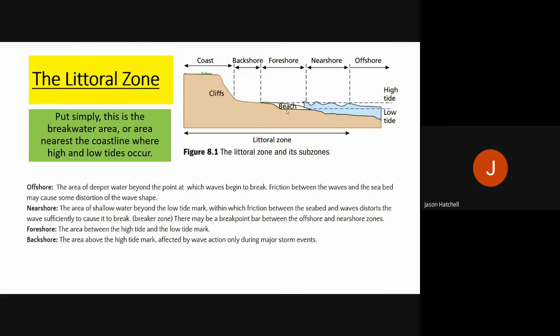And then the back shore is the area above the high tide mark, and that's affected by wave action only during storm events. So the back shore may be covered by the seawater during stormy events, where the wind is pushing the waves onto the coastline, but generally it is not covered by water. And then you've got your cliffs and your general posts that we build on behind that.